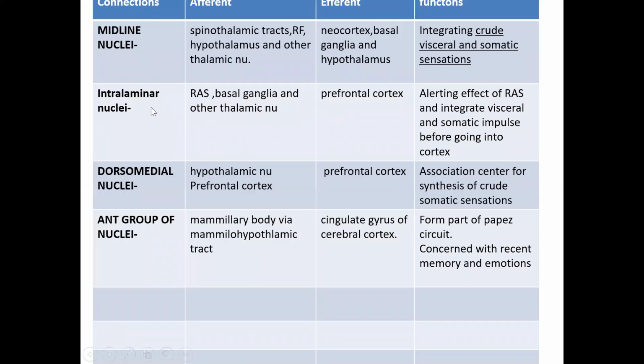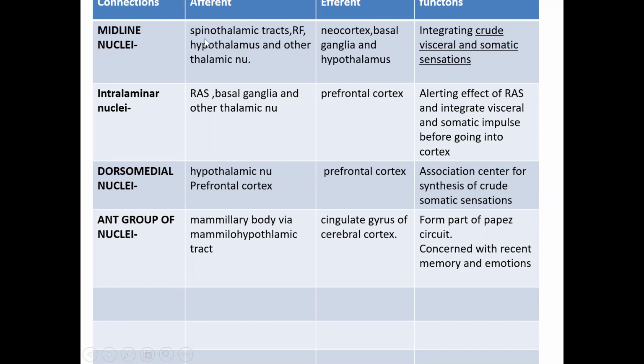What are the different connections present between the different nuclei and the different parts of the brain? The first column is the name of the thalamic nuclei, then afferent, efferent, and functions. Starting from the midline, what are the groups of nuclei present in the medial group of the thalamus? That is nothing but the midline, intralaminar, and the dorsomedial or centromedial.